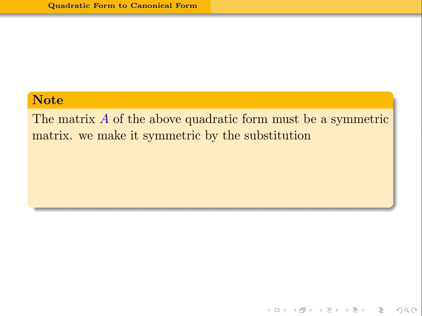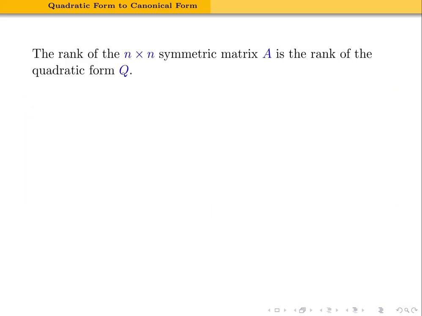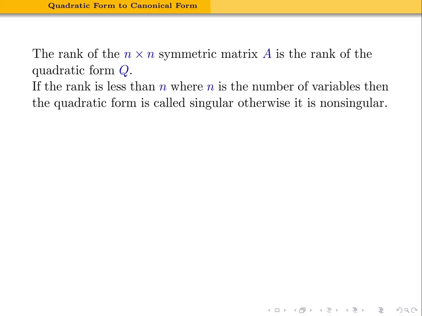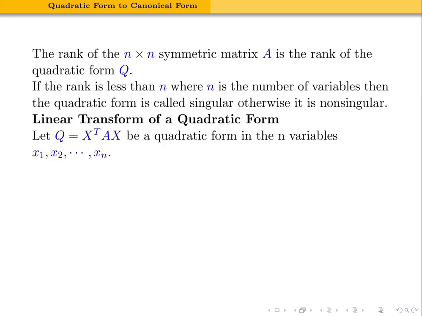The matrix A of the above quadratic form must be a symmetric matrix, which we make symmetric by the substitutions cij is equal to 1 by 2 (aij plus aji), that is aii is equal to cii and aij is equal to aji. The rank of the n cross n symmetric matrix A is the rank of the quadratic form Q. If the rank is less than n, where n is the number of variables, then the quadratic form is singular, otherwise it is non-singular.